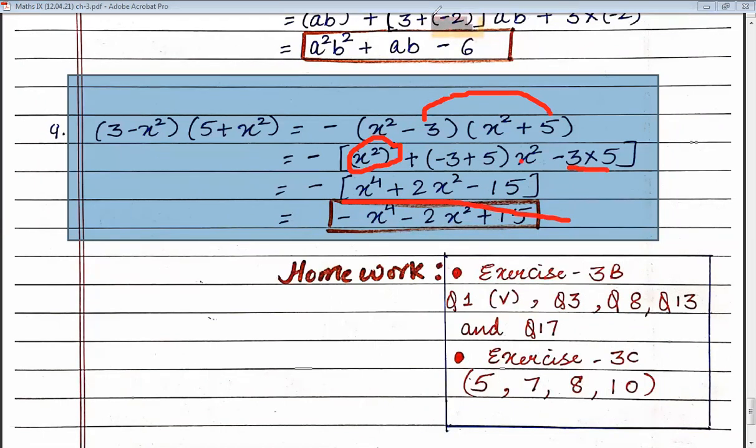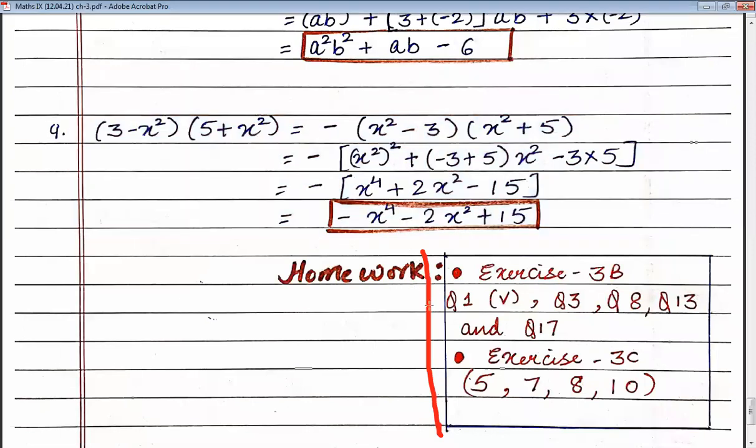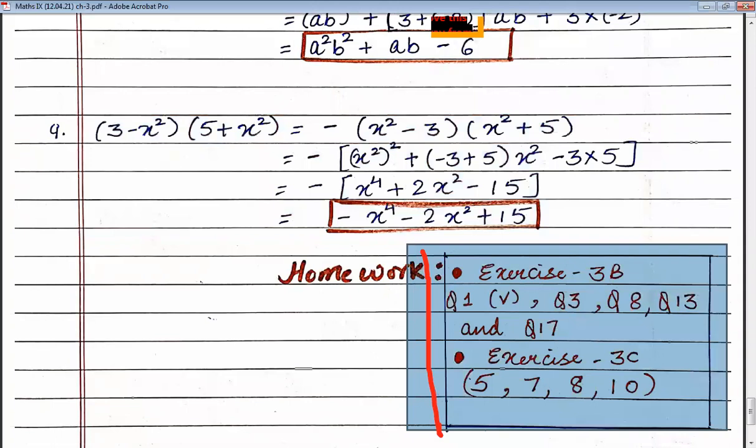Okay students, now your homework is: try exercise 3B, question number 1 fifth part, question number 3, question number 8, question number 13 and question number 17. And from exercise 3C, questions 5, 7, 8 and 10.